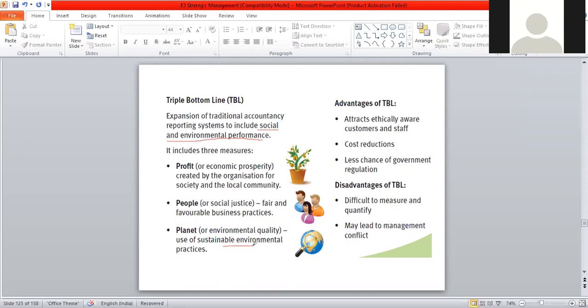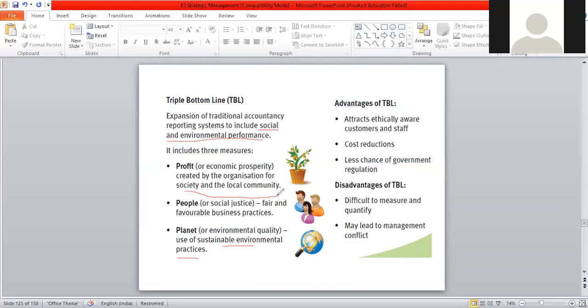Okay, this is going over and above the regular accounting aspects. They also consider what is the amount of profit which is created for the society and local community. So it focuses on corporate social responsibility, on what is the contribution of the organization towards the society. So that's the profit aspect.